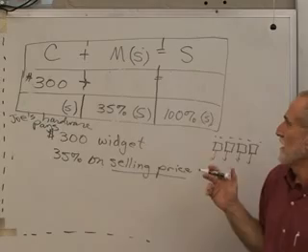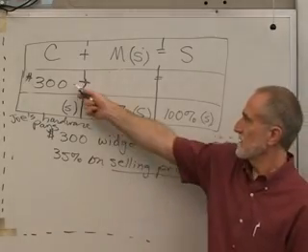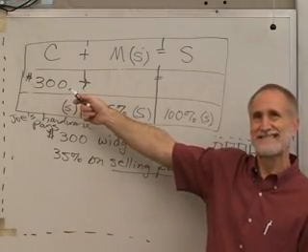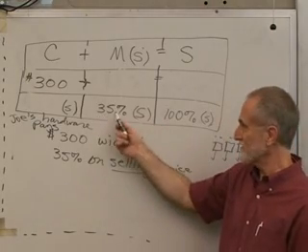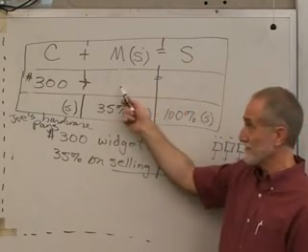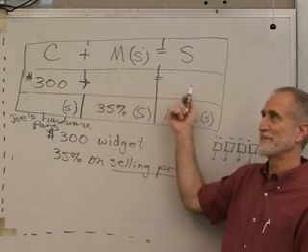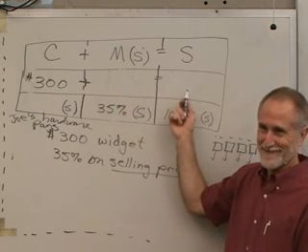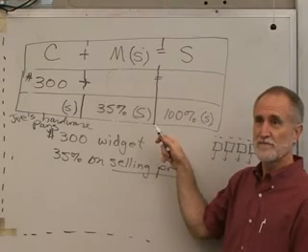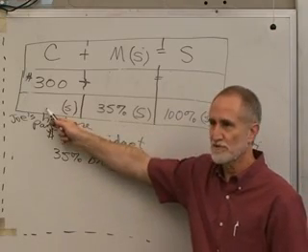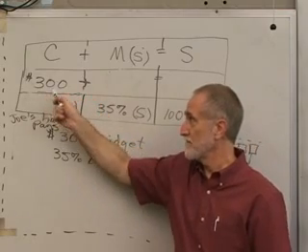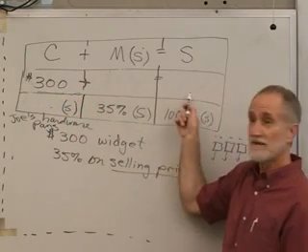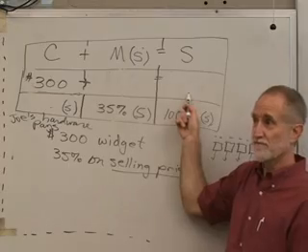So I can take 35% times that 300, right? Well, no, because this says 35% times the selling price. I can take 35% times the selling price to get the margin. But I don't know the selling price. Does this look familiar? What if I knew this percent? Then I could take the top number and divide it by the bottom percent, and it would give me the base, the 100%.